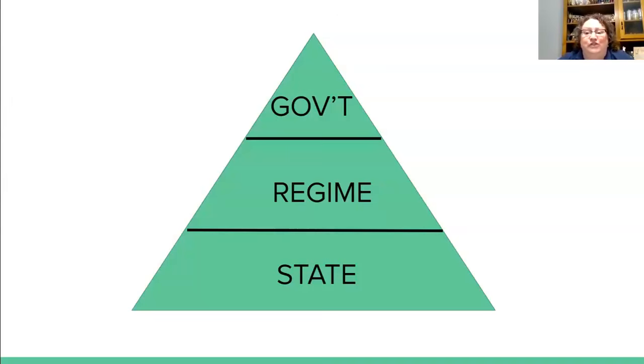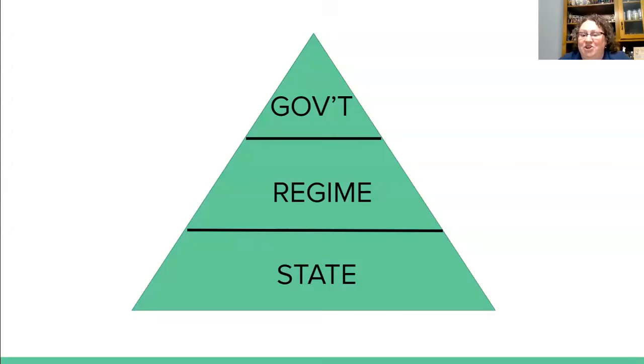We'll work through our countries. The United Kingdom is the state. The regime, they're a constitutional monarchy, they're a democracy, okay? Their government is currently led by Boris Johnson of the Conservative Party. The United States is our state. Our regime is a democracy that we've had since the late 1700s. Our government is currently led by President Trump, okay?